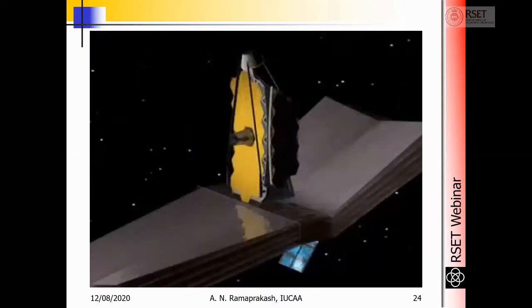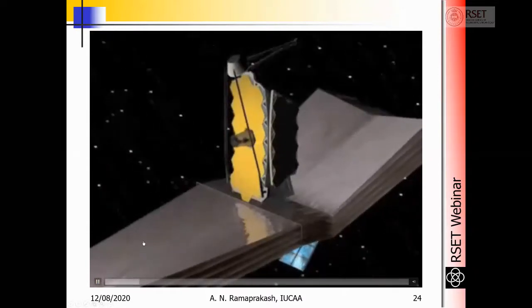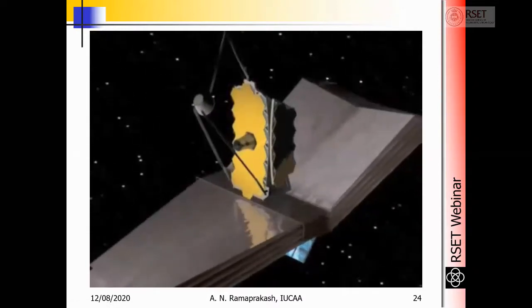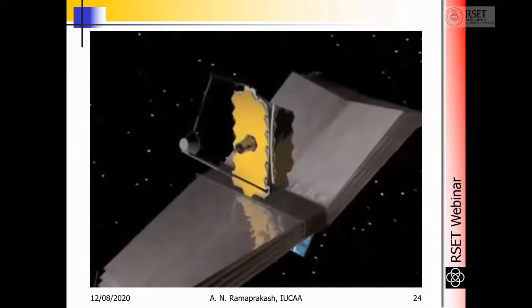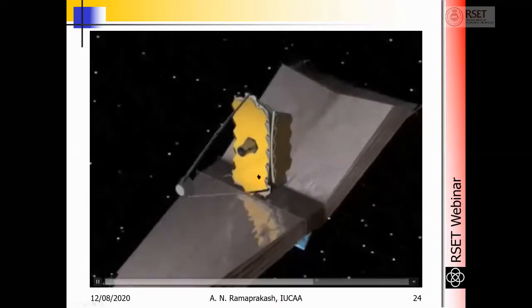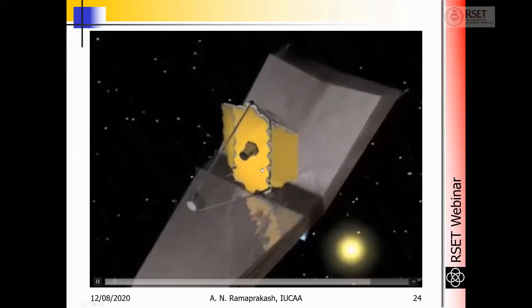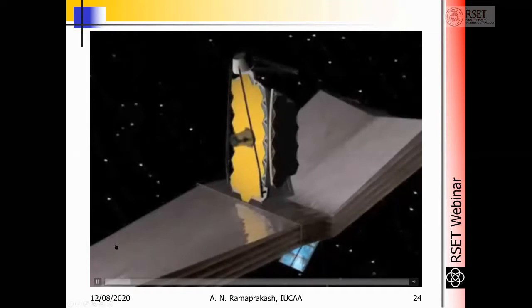Now the other solution is you go to space. Then the atmosphere doesn't matter. So here is a movie which shows the James Webb Space Telescope. The diameter of the telescope is 6 meters. And it's going to be launched sometime later next year in 2021, second half of 2021.